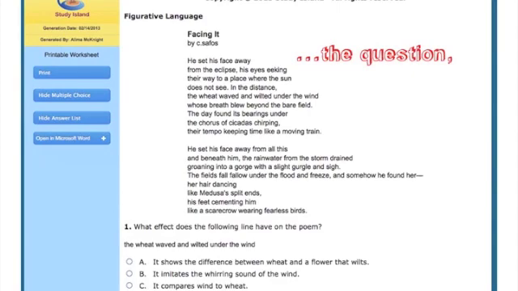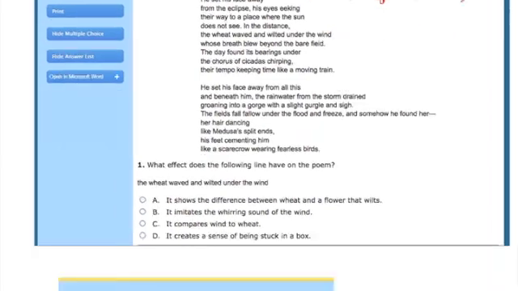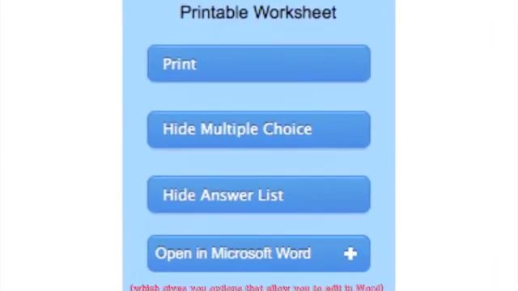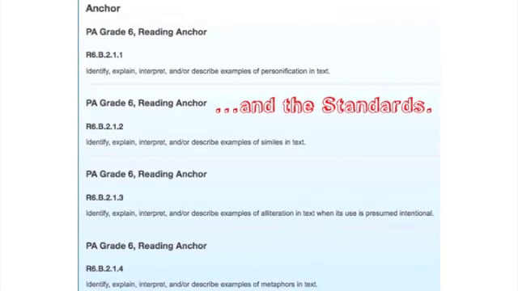From this page, you have a couple more additional options. You can print, hide the multiple choices, hide the answer list, or open it in a Microsoft Word document, which gives you the options to allow you to edit in Word. You can also check out the standards associated with each question.